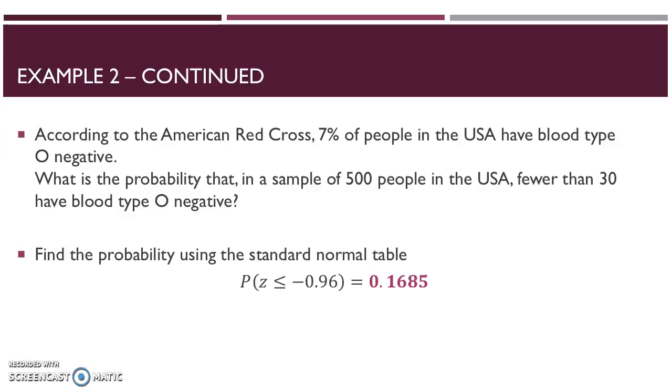You should find an area of 0.1685, which means the probability that fewer than 30 of these people have blood type O negative is 0.1685. You can double check that in StatsMate. There might be a slight difference in the probabilities because StatsMate will use more decimal places for both z and for the probability, but it should be close to 0.16 or 0.17.